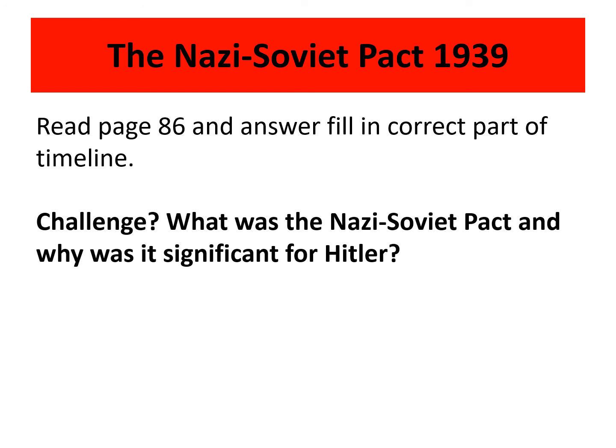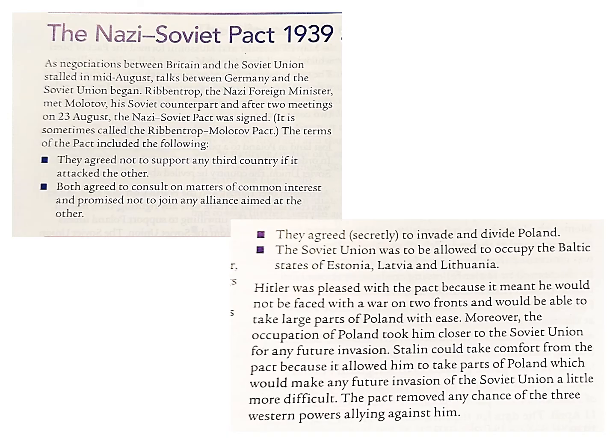Why is this so unusual that Hitler is signing a treaty, a pact with Soviet Russia and Joseph Stalin? It's unusual because one of Hitler's foreign policy aims is to get rid of communism, and the USSR is a big, big, big communist country. It's very unusual that they're signing this pact together. So why does he do it? As negotiations between Britain and the Soviet Union stalled in August, instead Russia began to have talks with Germany.